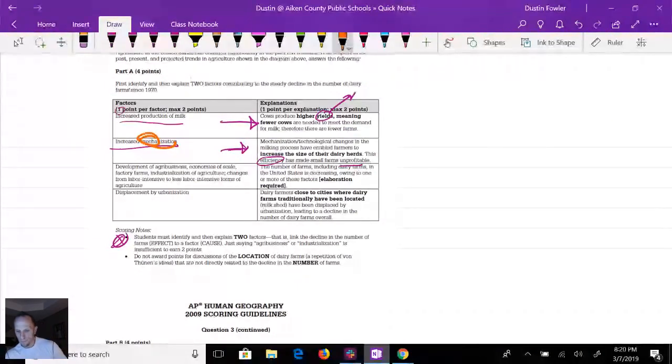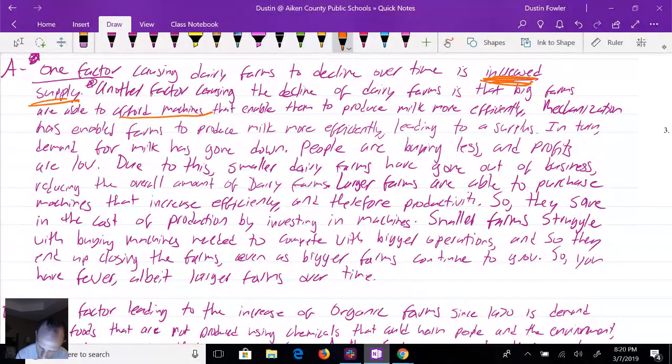Sleep tight. All right, so cows produce higher yields, meaning that fewer cows are needed to meet the demand for milk. Therefore, there are fewer farms. Let's see if that's kind of what I wrote in here. It may not be. I wrote that due to this, smaller farms have gone out of business. Larger farms are able to purchase machines that increase efficiency and therefore productivity. So they save in the cost of production by investing in machines. Small farms struggle with buying machines needed to compete with bigger operations, and so they end up closing.